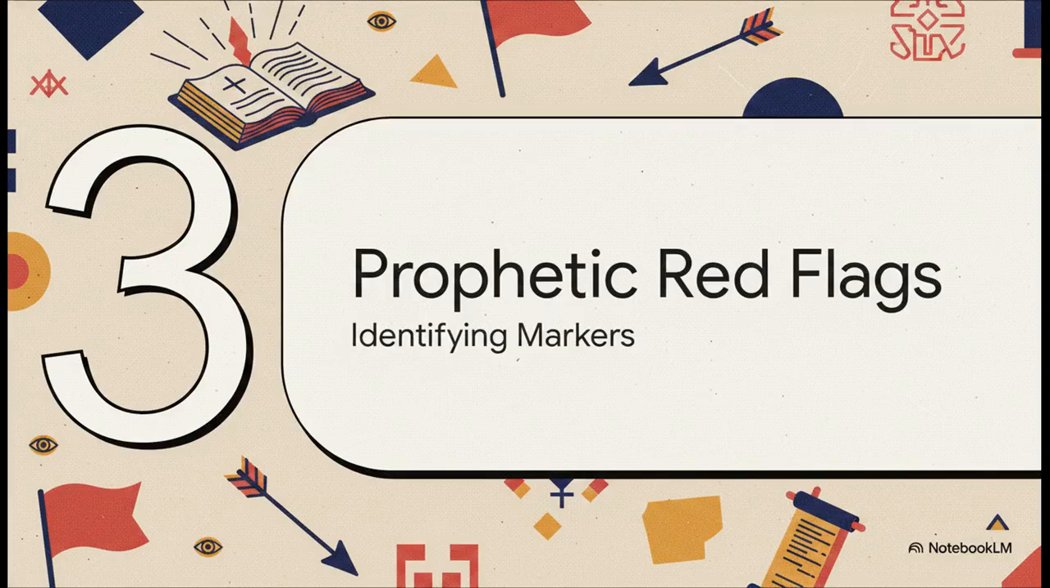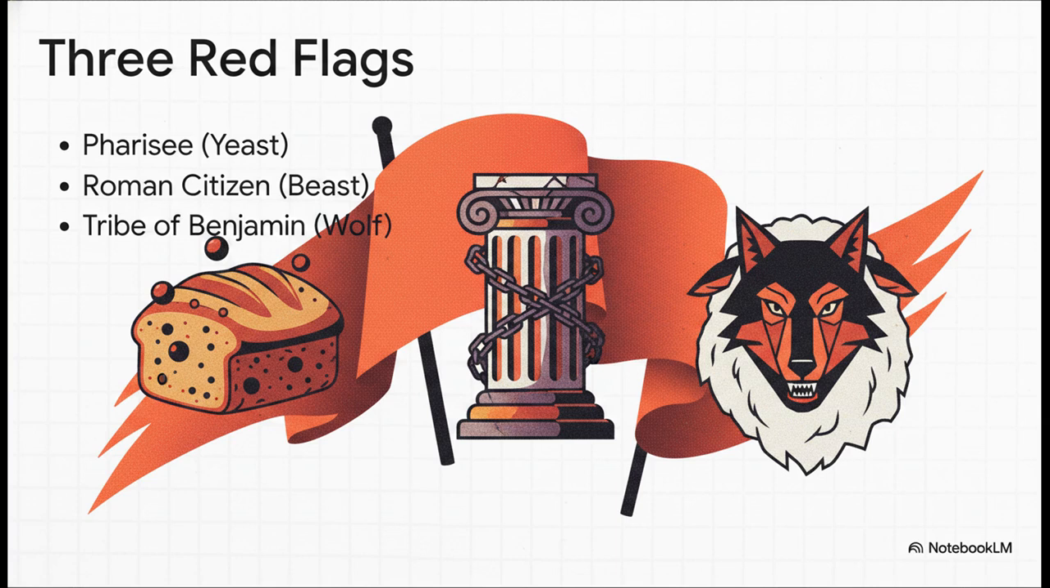Which brings us to Section 3, Prophetic Red Flags. The source strongly believes the Bible left behind identification markers to help us spot a deceiver.